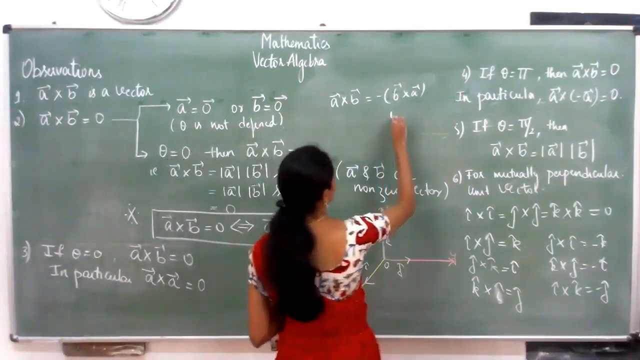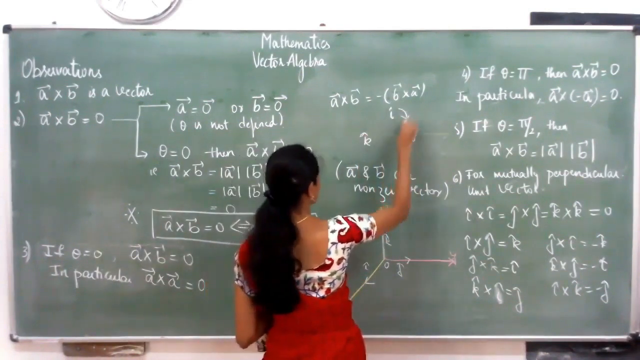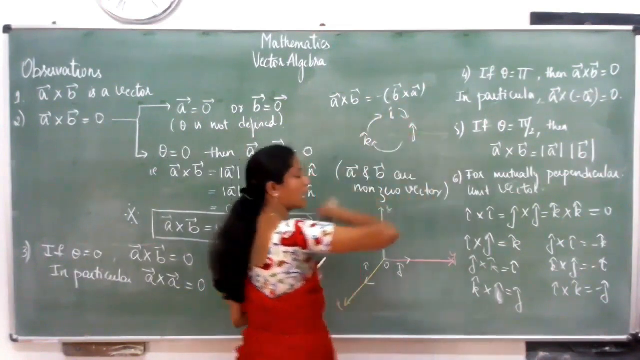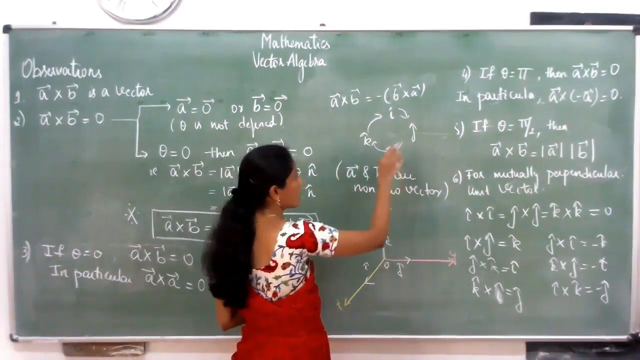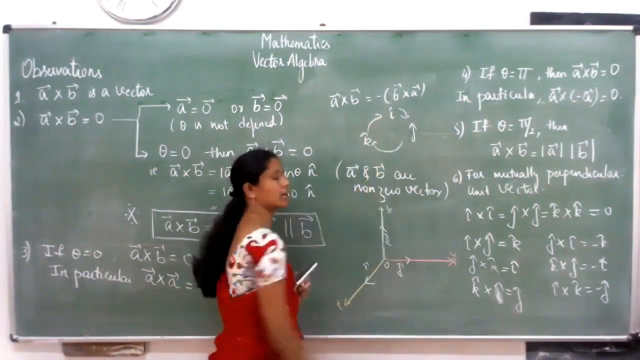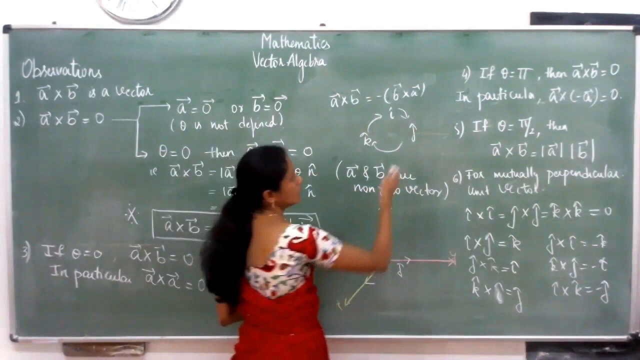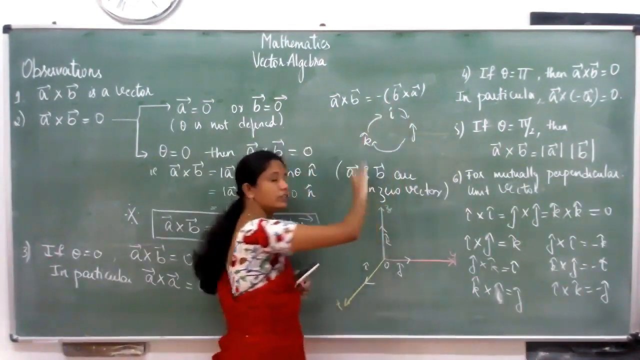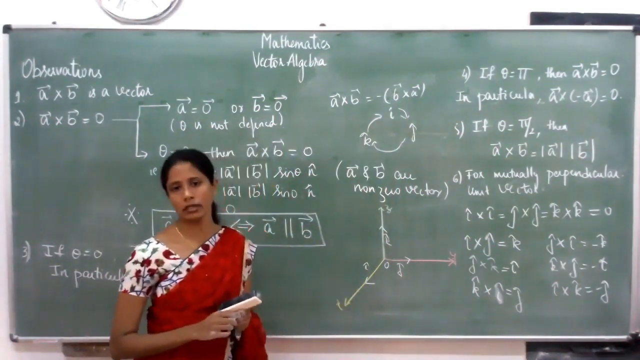I, J, K, write it in a cyclic order. I cap cross J cap will be equal to K cap. J cap cross K cap will be equal to I cap. K cap cross I cap will be equal to J cap. But if we take J cap cross I cap, then it will be equal to minus K cap. Through this, you can remember.